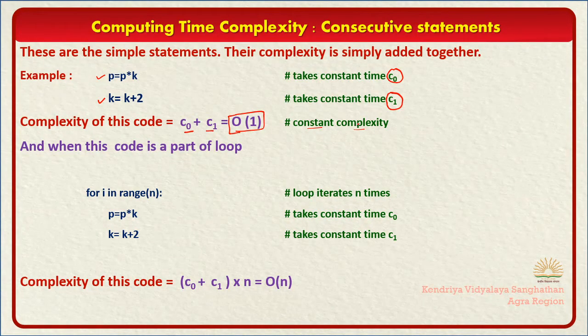If we put it inside a loop, and it runs for n times, the complexity will change to order of n. The statements will be running n times. So n is the dominant term here.